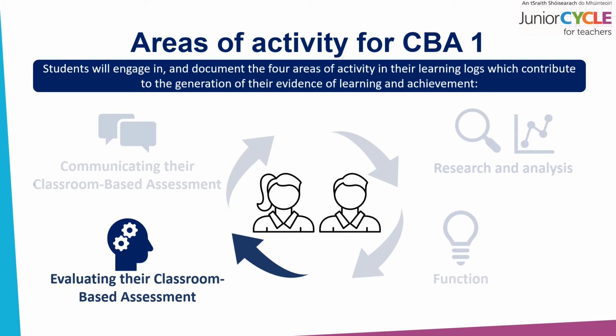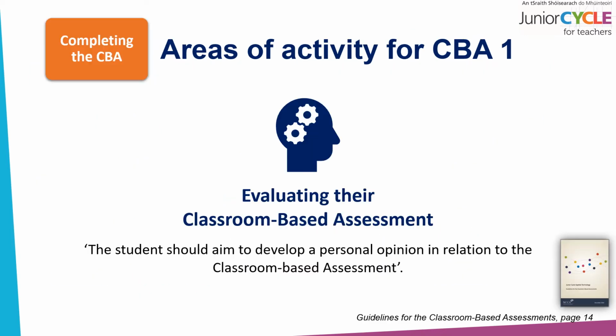The third area of activity for CBA 1 focuses on students evaluating their classroom-based assessment. In terms of evaluating their classroom-based assessment, the aim here is for students to develop a personal opinion or draw definite conclusions from the learning experienced through engagement with the classroom-based assessment. Students should evaluate what they have learned about the control system they focus their task on. They should reflect on the process that led them from start to finish of their submitted work.